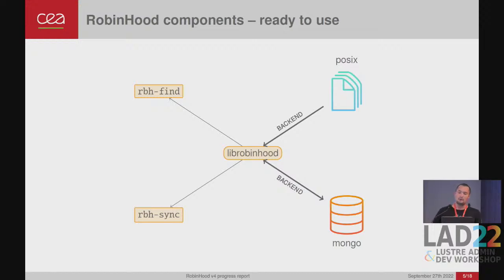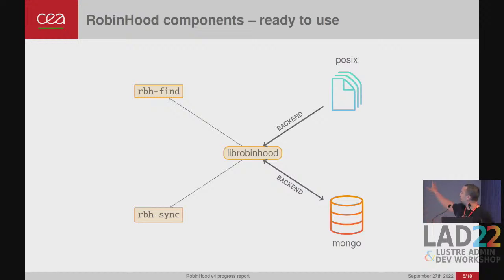So here I will present some things that were done in the past, that are currently done, and that we expect for the future, of what Robinhood v4 is composed of. Robinhood is first, as you can see in the center of the slide here, a core library which will have the goal to communicate with different backends.